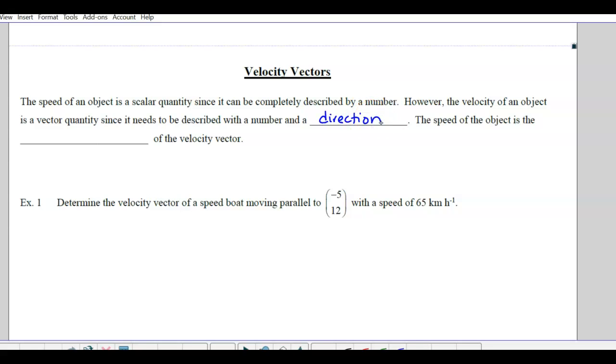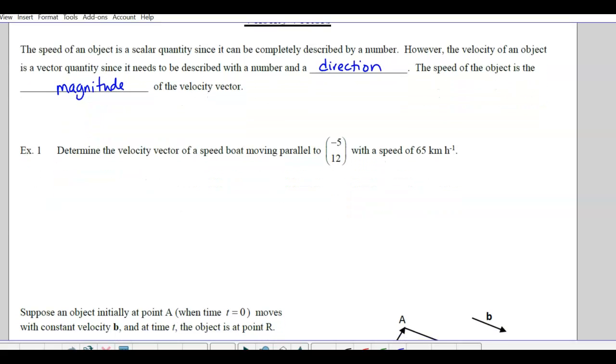The speed of the object is the magnitude of the velocity vector. Okay, so first one, determine the velocity vector of a speedboat moving parallel to (-5, 12). So that's telling you its direction. Speed of 65 kilometers per hour. Okay, so we want to know what's the magnitude of this particular vector. If this had a magnitude of 65, then that is the velocity vector. Okay, but let's check it out.